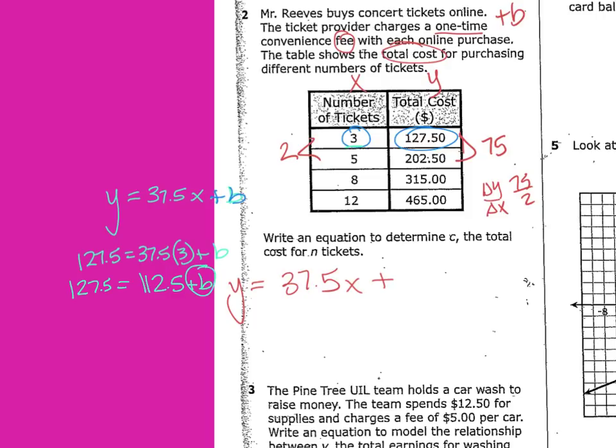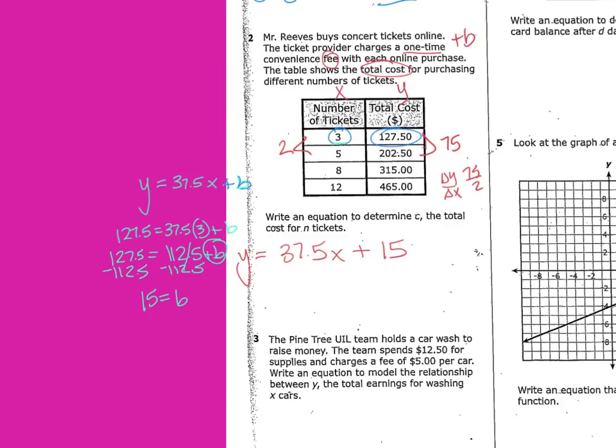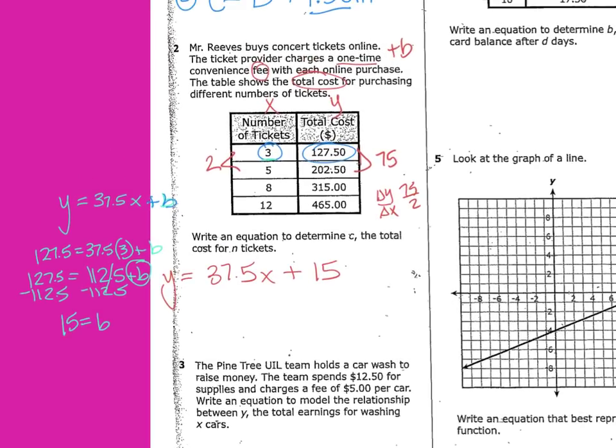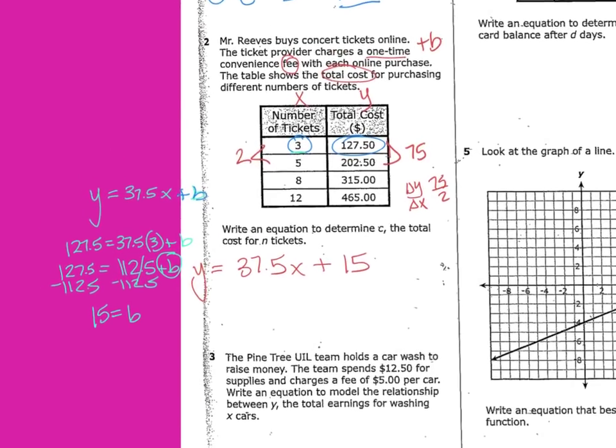Okay, so then we're solving for b. So I'm going to subtract 112.5, just like you would do a one-step equation. So 127.5 minus 112.5, and I get 15. So that means my y-intercept is 15. So 37.5 per ticket plus the $15 one-time convenience fee.